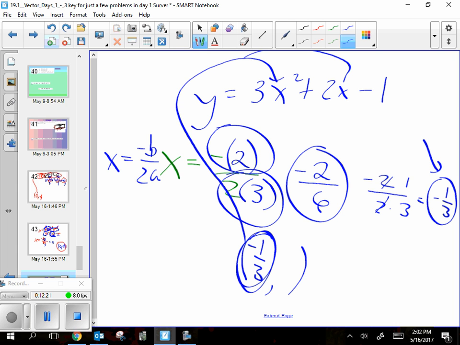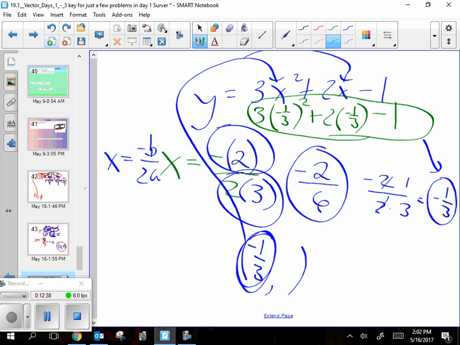Now, this is a little bit of a pain because it's got a fraction, but it's not impossible. I honestly can say that the test wouldn't have one this hard. Negative 1/3 squared plus 2 times negative 1/3 minus 1. There it is. But I wouldn't make it that tough on the test. All right, so let me give you another one that would work out a little nicer.